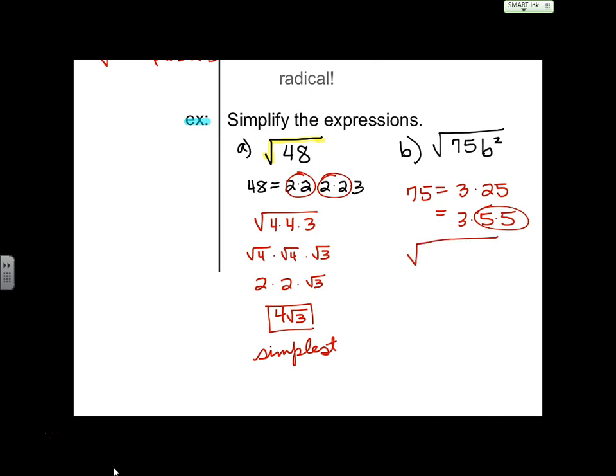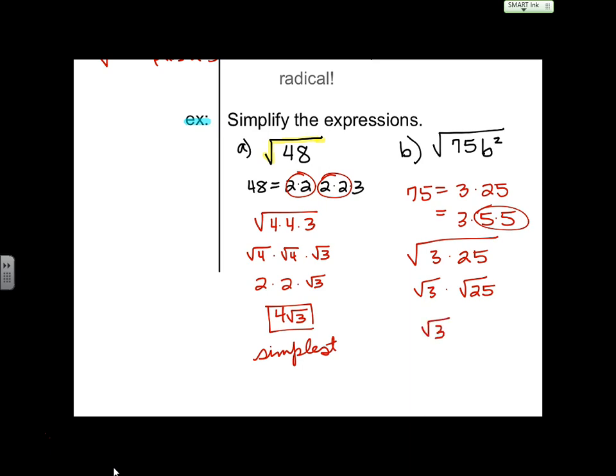So I'm going to rewrite it as 3 times 5 times 5 is 25. Why did I do that? Because I need to split these up. They're going to behave differently, right? What's the square root of 3? What's the square root of 25? 5. Yeah, now hold on, careful.